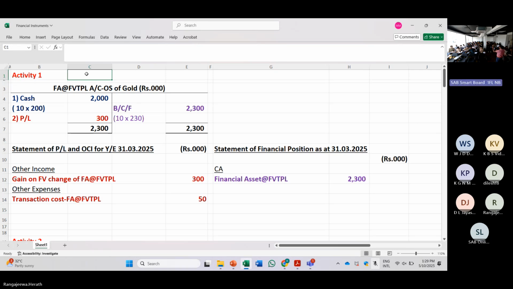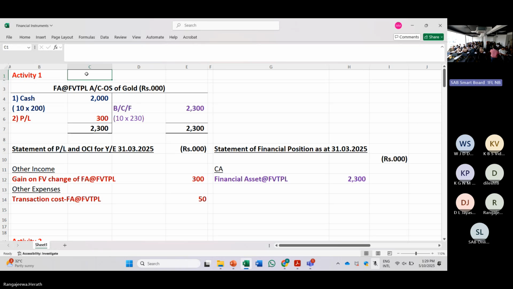So when you invest in ordinary shares of another company, you record it at initial fair value, the market price. Right? Cash credit 200 rupees into 10,000 shares. Sorry, 2 million rupees. Right? 10,000 shares into 200 rupees, 2 million.